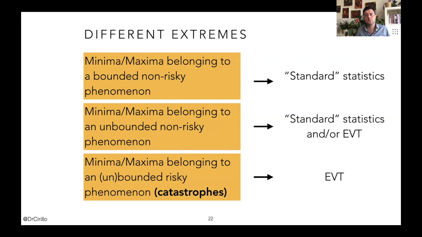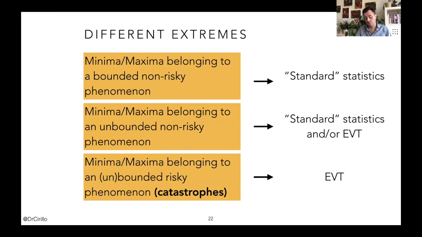If we are considering a phenomenon that is bounded and non-risky, then the standard statistics that we know from the basic courses we had is more than sufficient. We can play with the mean, we can play with the variance, we can build confidence intervals. Normality works and can be used to study and to approximate all the different things we might be interested in, so no big deal. There is then a second class. A second class is the class in which the minima and the maxima belong to an unbounded phenomenon.